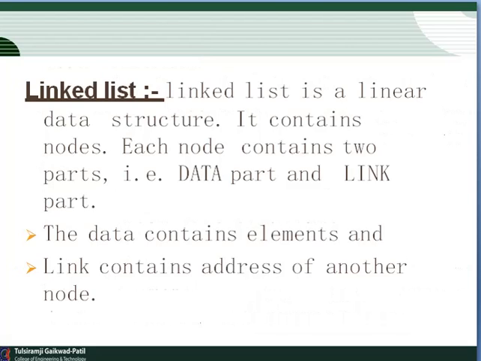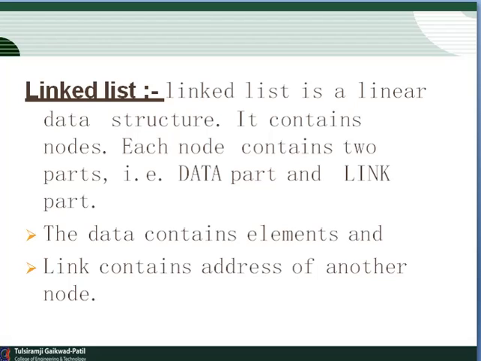What is a linked list? A linked list is a linear data structure. As I already said, it contains nodes in which each node contains two parts: a data part and a link part. The data part contains the elements or the values, and the link contains the address of the next node.